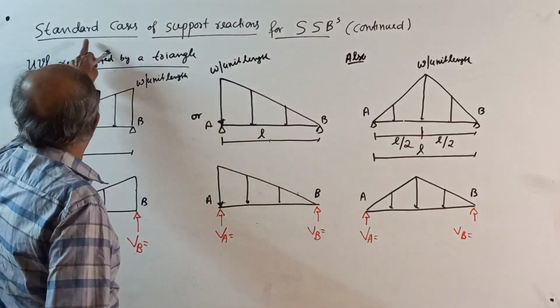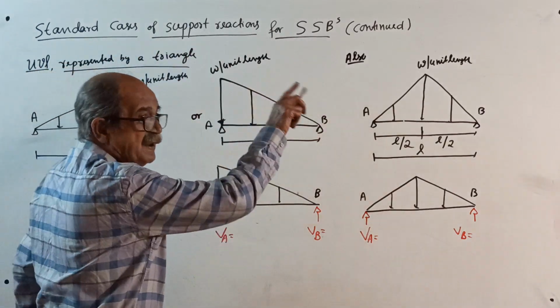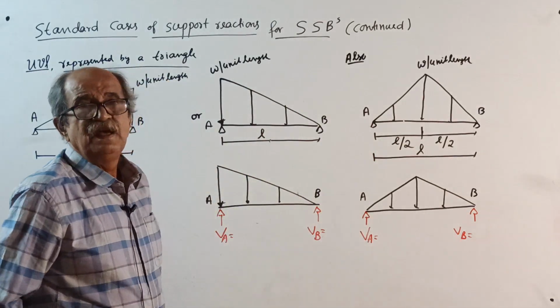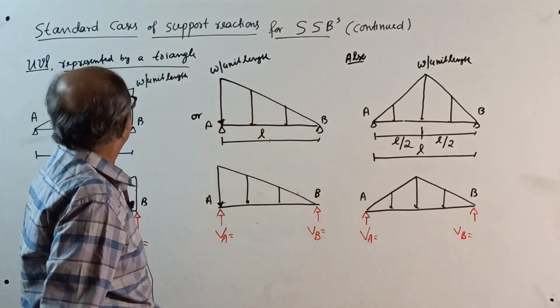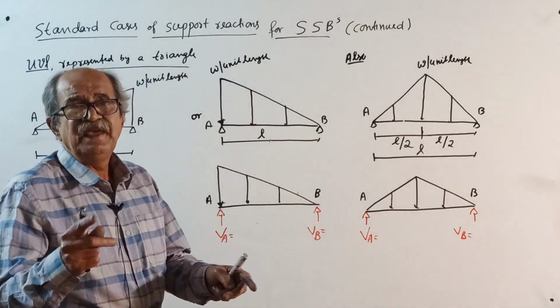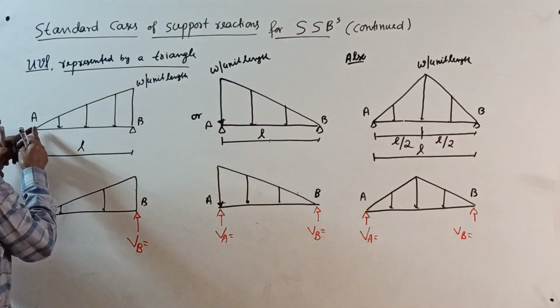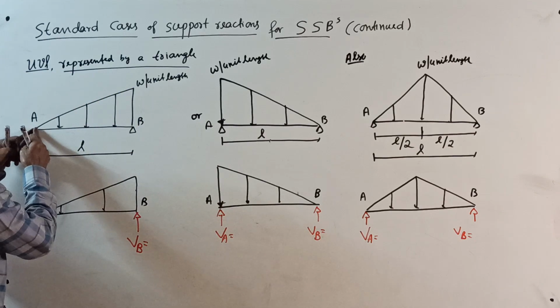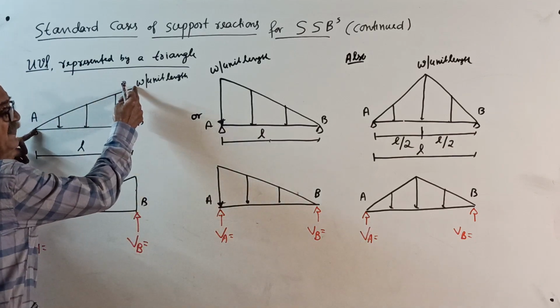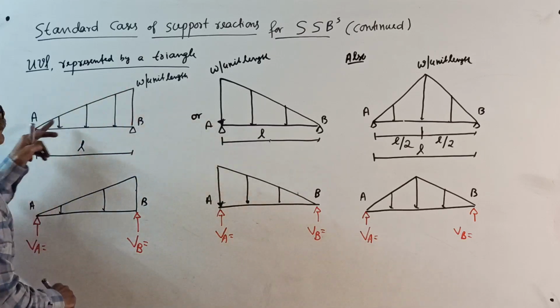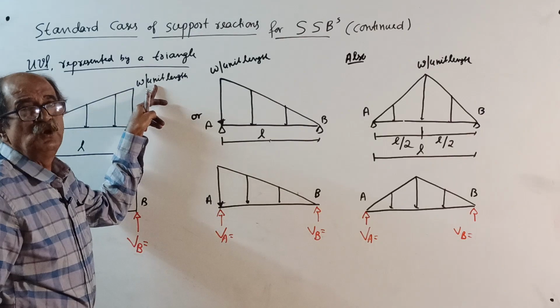Now, standard case of support reaction, simply supported beam continued. UVL, uniformly varying load, represented by a triangle. Just standard cases, two cases. See, uniformly varying load of intensity 0 at one end and maximum at the other end. In this sketch, left side 0, right side maximum. Maximum intensity is W per unit length.